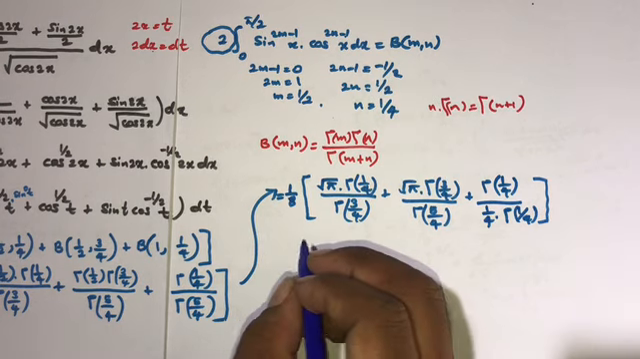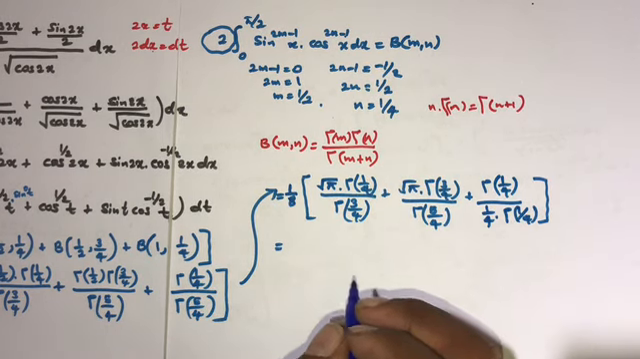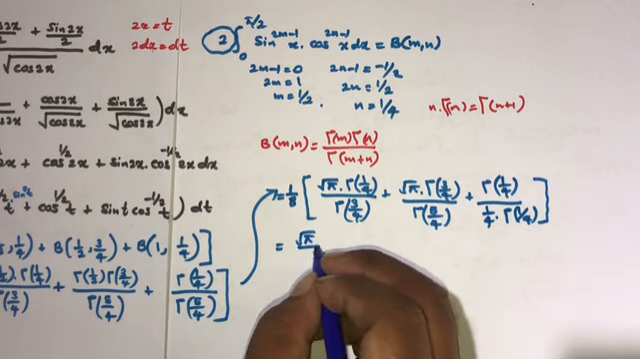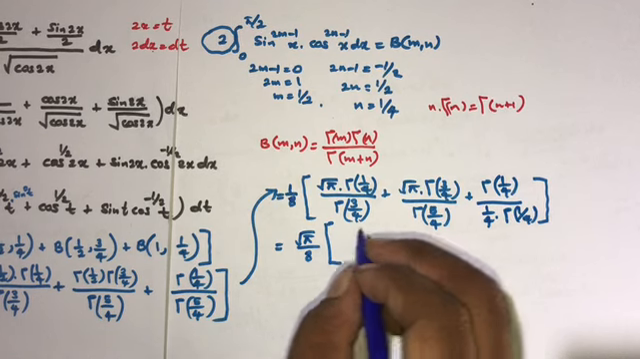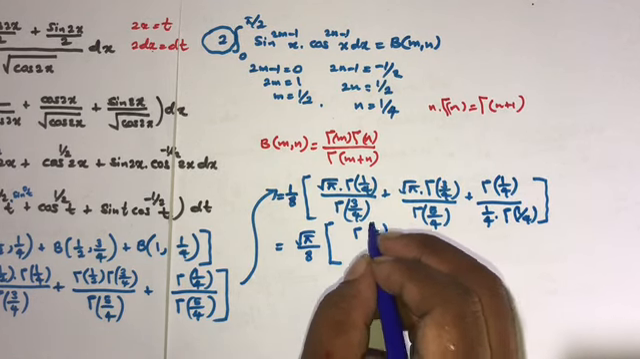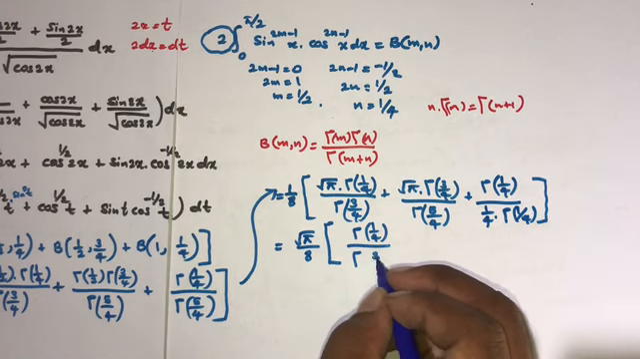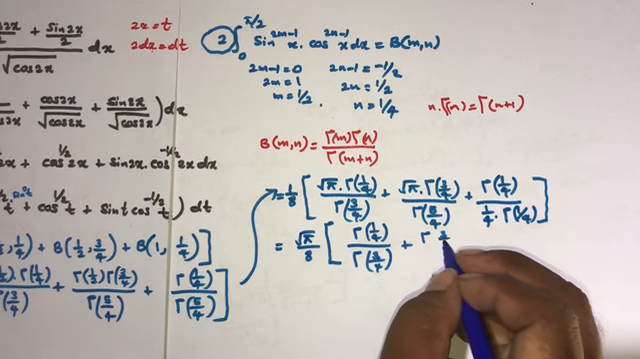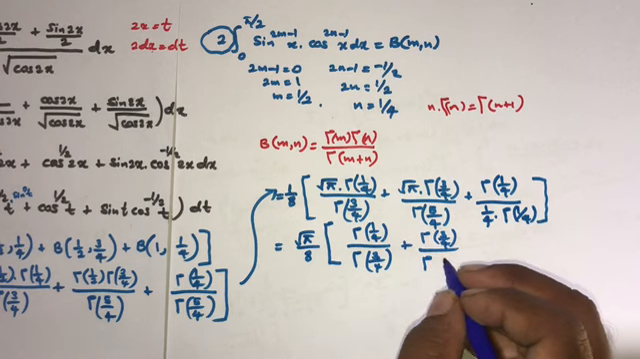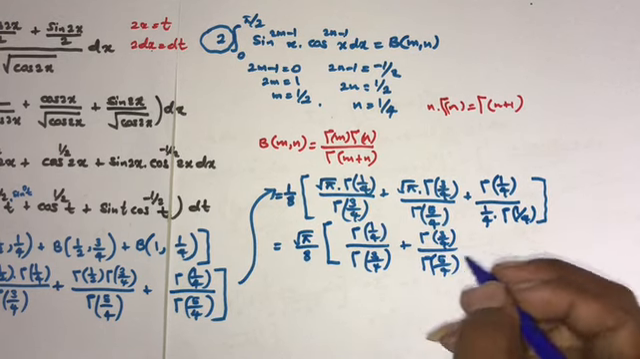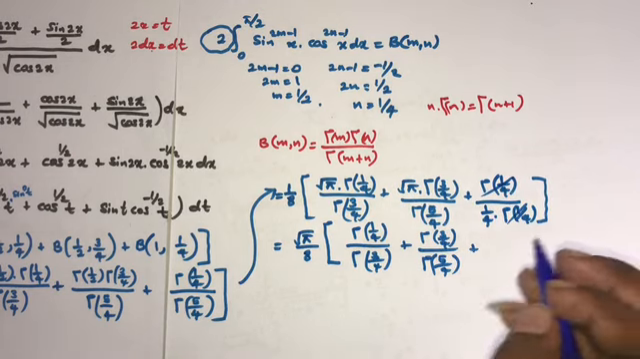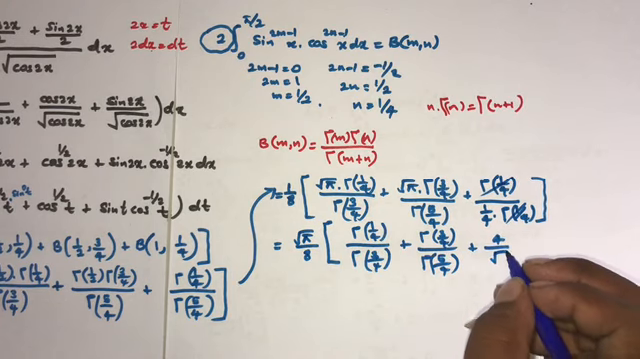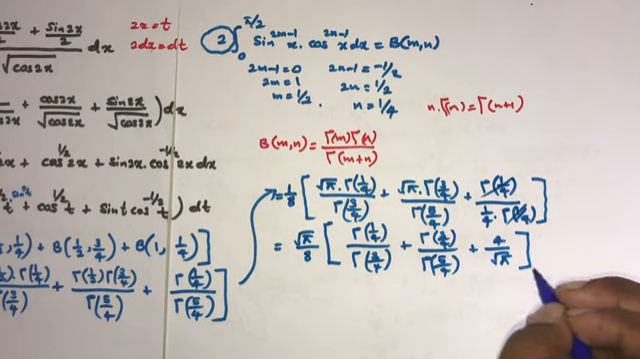Okay, then square root of pi we can take as a factor. So here we can write square root of pi over 8, and here now we have gamma of 1 over 4 over gamma of 3 over 4, plus gamma of 3 over 4 over gamma of 5 over 4, plus here gamma of 1 over 4 gets cancelled, and here 4, and here the square root of pi we take as a factor. Okay, this is the answer.